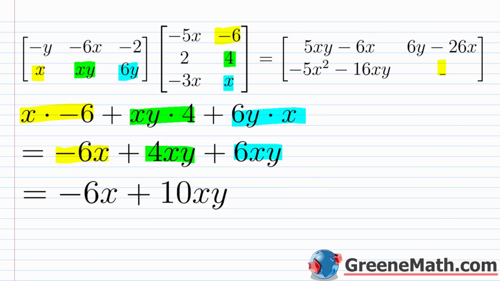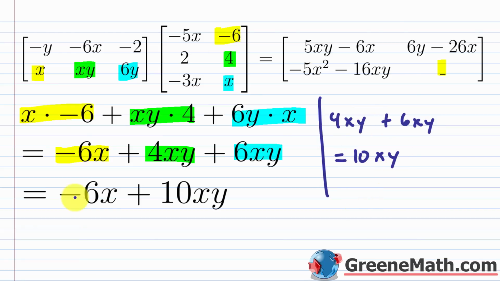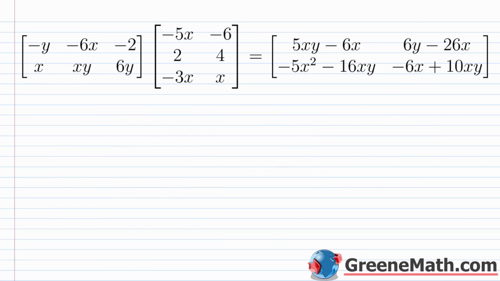So again, we do have some like terms that we can work with. We're going to end up with 4xy plus 6xy, which is going to be equal to 4 plus 6 is 10, and then the xy comes along for the ride. So that's why we get negative 6x plus 10xy. Once again, this right here is going to go right there. So let's come down here. We have everything set up for us. So this is going to be your product matrix AB.